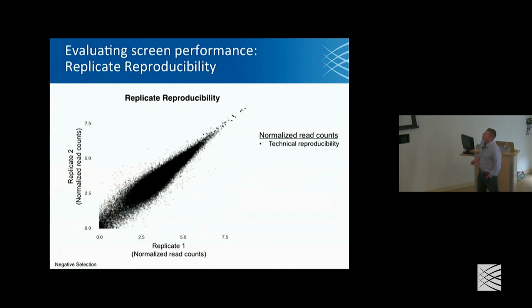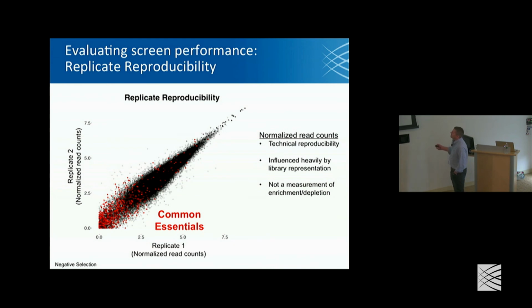Okay, so we also look at replicate reproducibility. We look at this first at the normalized read count level. So this tells you about technical reproducibility of your screen. Not did the screen work or not. This just tells you, did my replicates perform the same way? Okay, so we see here, this is a nice example of a screen with high replicate reproducibility between 2 different replicates.